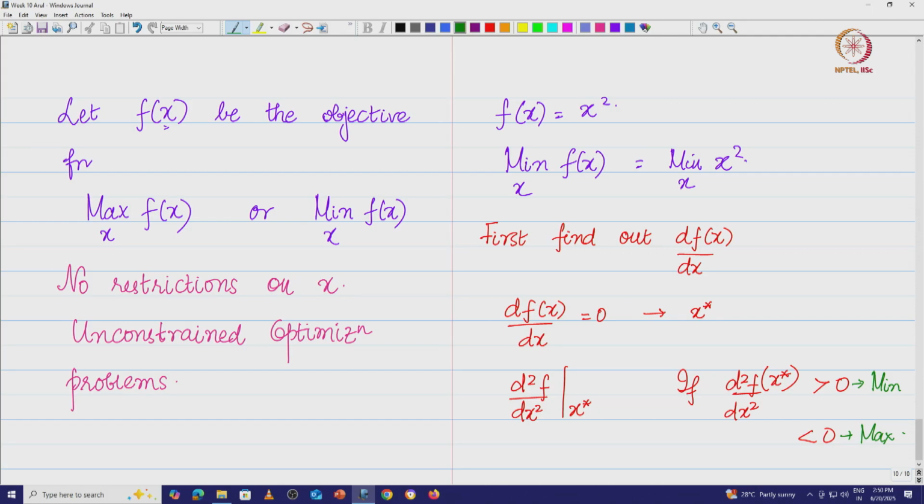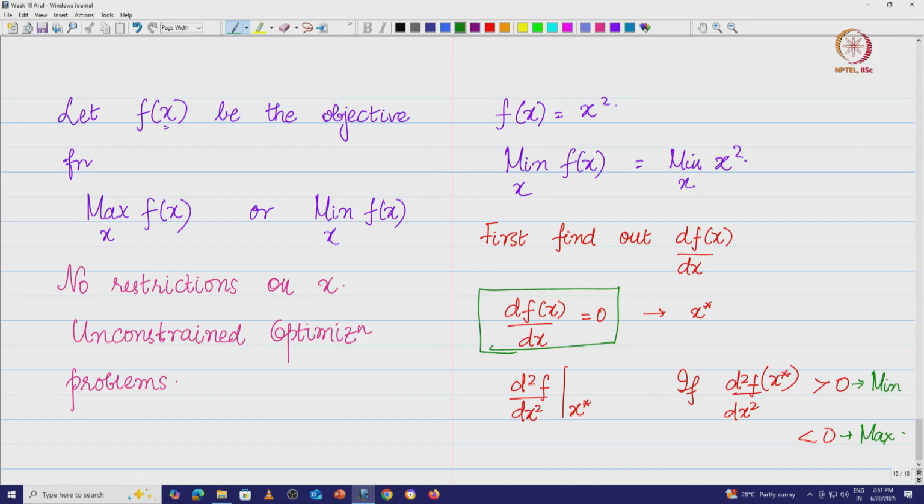First of all, we must understand, we will go back to this. We are equating df of x by dx to 0. That means you are hitting a point at which the slope is 0. You are looking at the function at a particular point where the slope is 0, that means it is going to be horizontal.